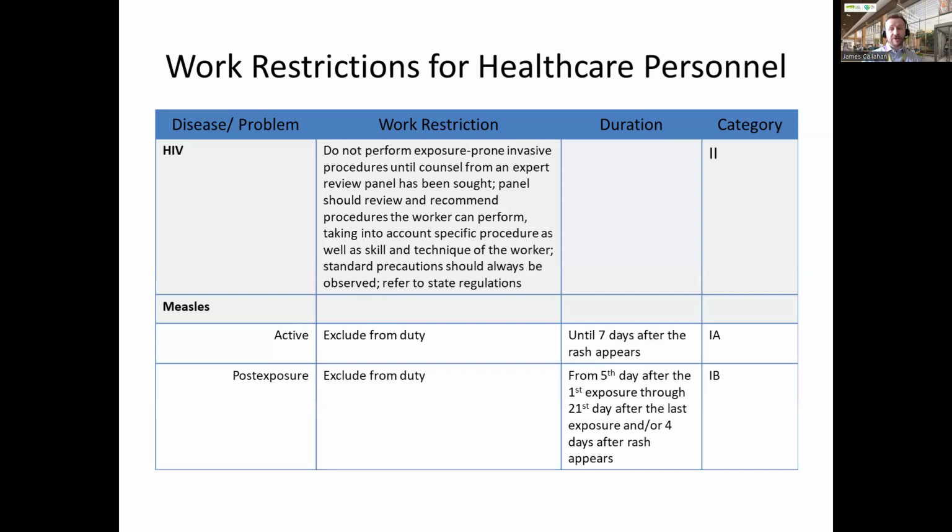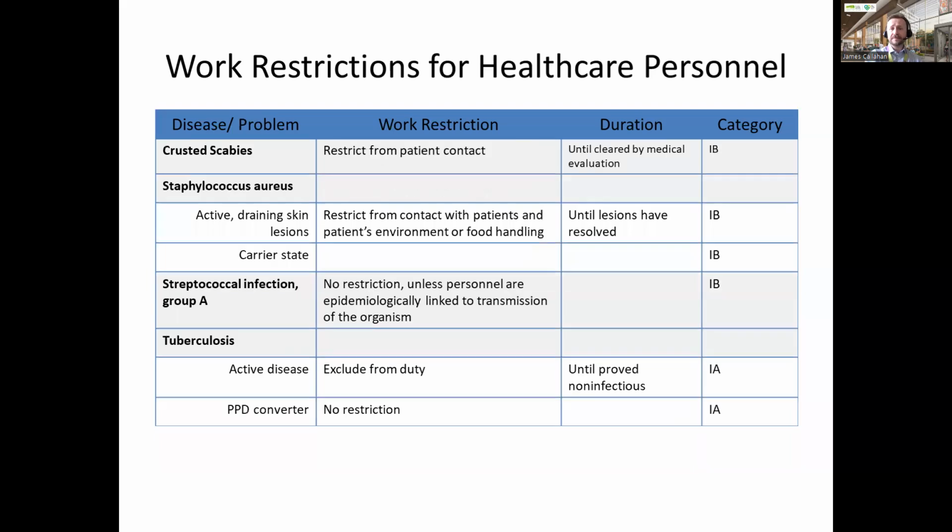Post-exposure restrictions are interesting. So to account for the incubation time, workers exposed to measles should be furloughed from day 5 after the initial exposure to day 21 after the last exposure. And if an exposed staff member becomes an active case, you should follow that recommendation for active cases.